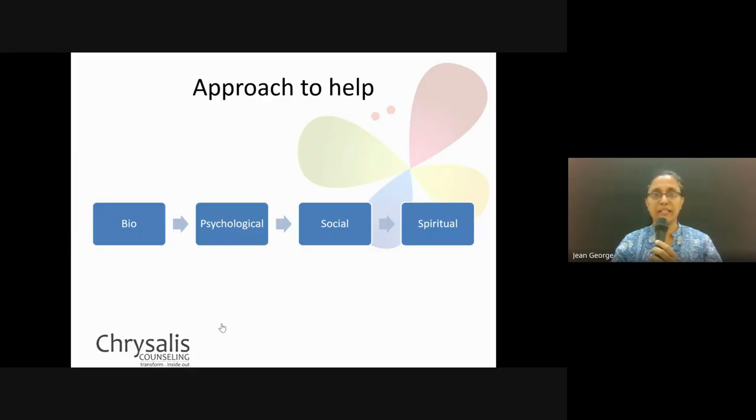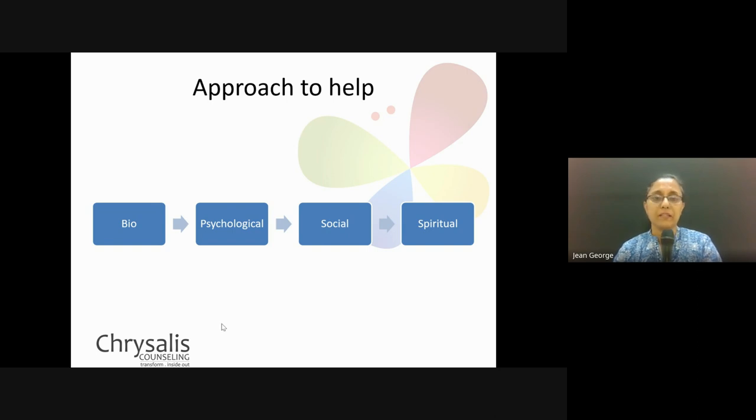Okay, welcome back. We were looking into suicide. We looked at certain symptoms of suicide. What are some of the things that we need to assess, need to work through in order to help someone? The next couple of slides continue with what we need to keep in mind as we are helping somebody who may be having thoughts of suicide.